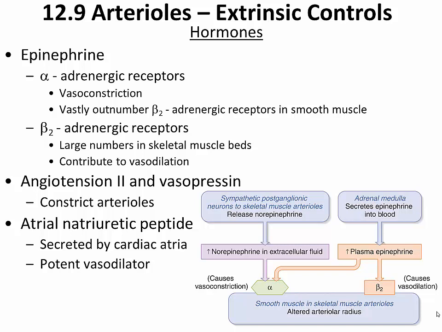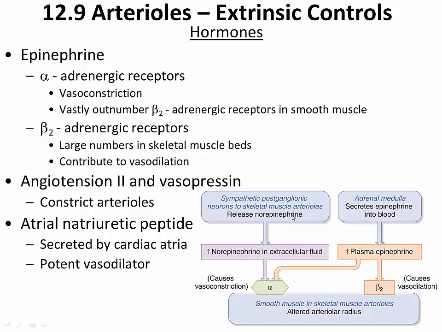Whereas, if we look back up at this top bullet point, we see that the alpha adrenergic receptors greatly outnumber the beta-2 adrenergic receptors in smooth muscle, such as the smooth muscle found in the arterioles that head towards the digestive system. So we get less blood flow to the digestive system, more to skeletal muscle, as a result of the release of the same hormone. We can see that in our little diagram in the lower right-hand side of our screen.